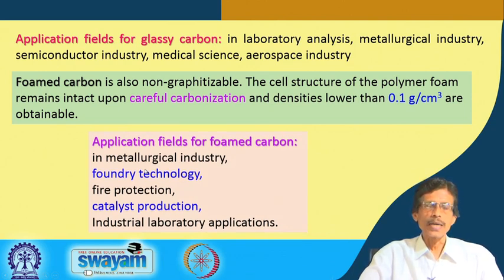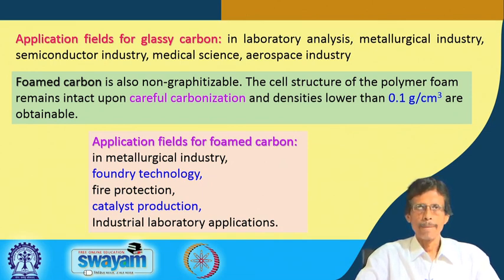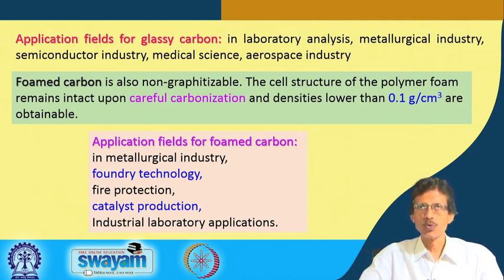And now we see the second variety, that means the foamed carbon variety, and how we can utilize that foamed carbon for different applications. First, like glassy carbon, it is used in the metallurgical industry, then in foundry technology. One most important thing is fire protection, because if you use carbon and carbon based material as a shielding material, a fire protection shielding material, you can even use carbon cloth.